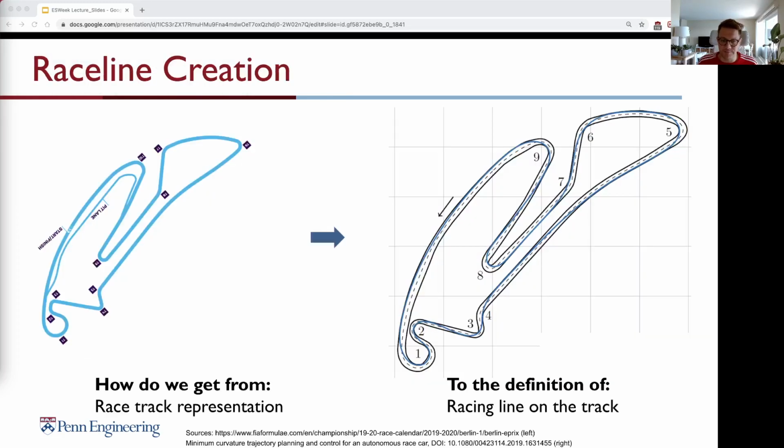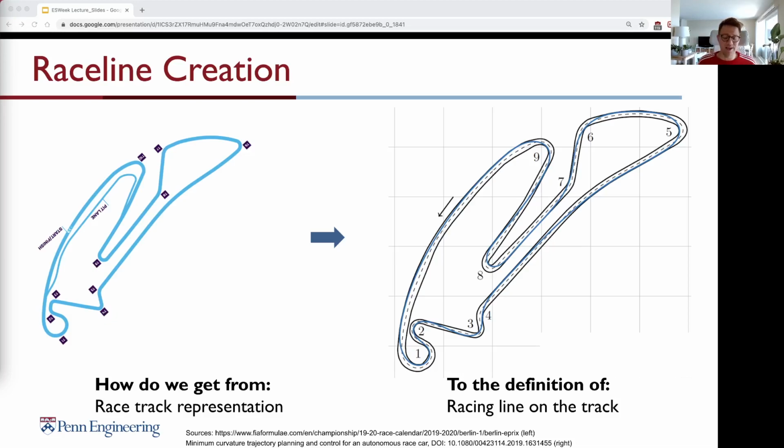And now the question is, how do we create this race line? How do we get from a given track, for example, here on the left side, where you can see the Formula E track in Berlin, how do we get from this racetrack representation to a racing line that fits exactly to that track here on the right side?